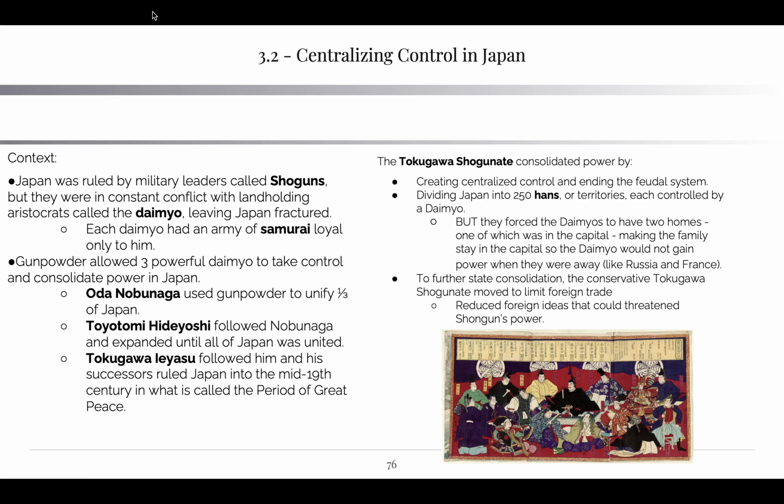See what we did there? Yeah. See what we did there? Is it the Meiji Restoration? The Meiji Restoration will eventually overthrow the Tokugawa shogunate.